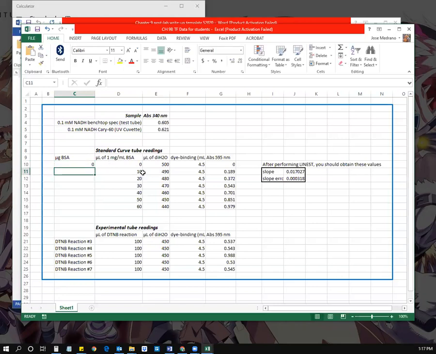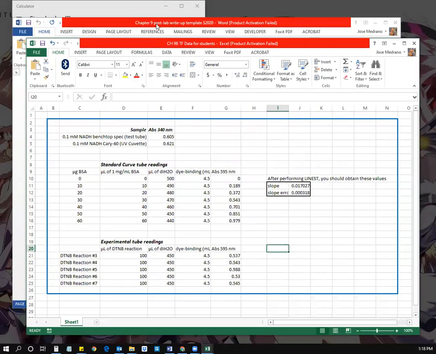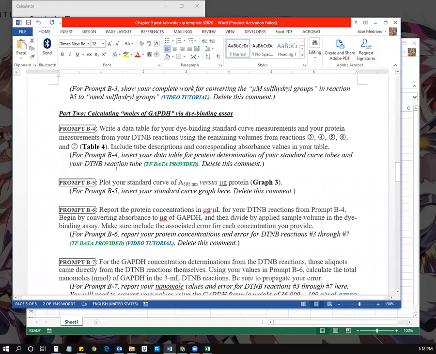If I put 10 microliters of a 1 microgram per microliter concentration of BSA, then effectively I've put in 10 micrograms. This is a proportional type of multiplication. So my corresponding micrograms of BSA will be 0 to 60 in increments of 10, just because of the way that we set this up. All right, that covers the table for your dye binding standard curve.